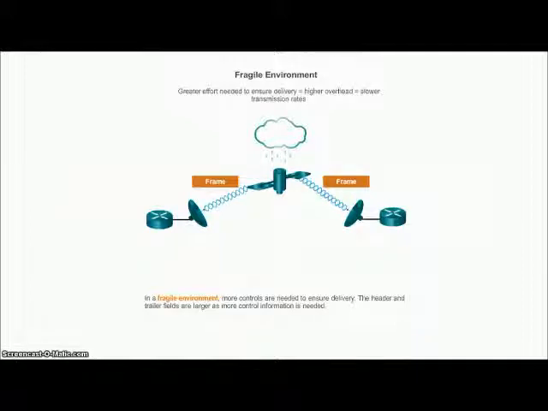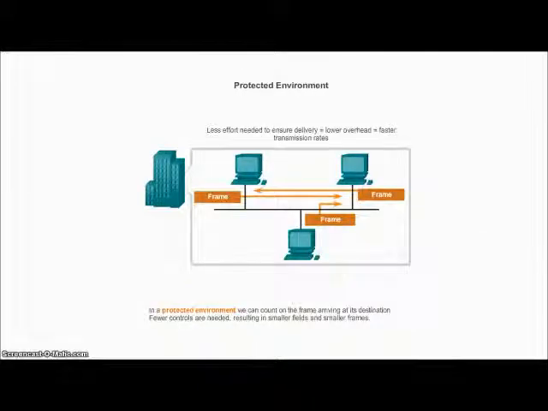Now, each frame type has three basic parts: the header, the data, and the trailer. The data link layer protocol describes the features required for the transport of packets across different media. These features of the protocol are integrated into the encapsulation of the frame. When the frame arrives at its destination and the data link protocol takes the frame off the media, the framing information is read and discarded. As shown on the screen right now, a fragile environment requires more control. However, a protected environment requires less control.